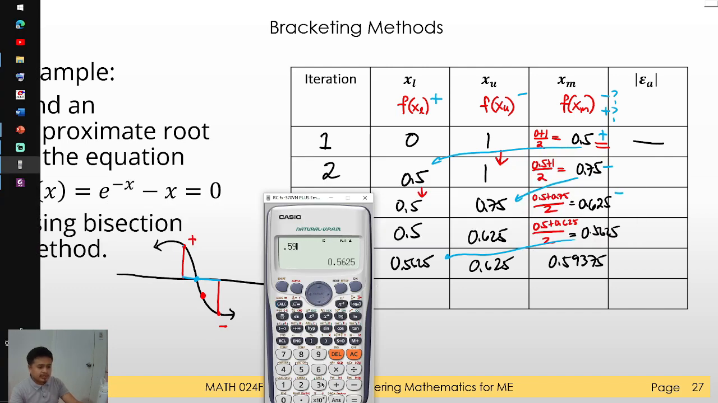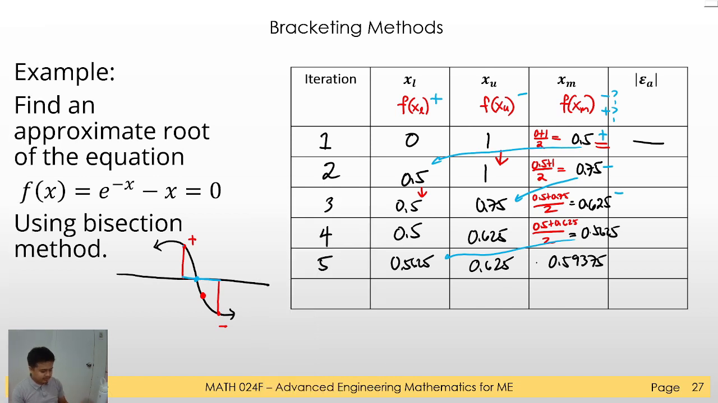So 0.59375. So the answer is negative. So if this is negative, we will replace the negative here. So we have 0.59375 and then 0.5625. So this will be the sixth iteration.